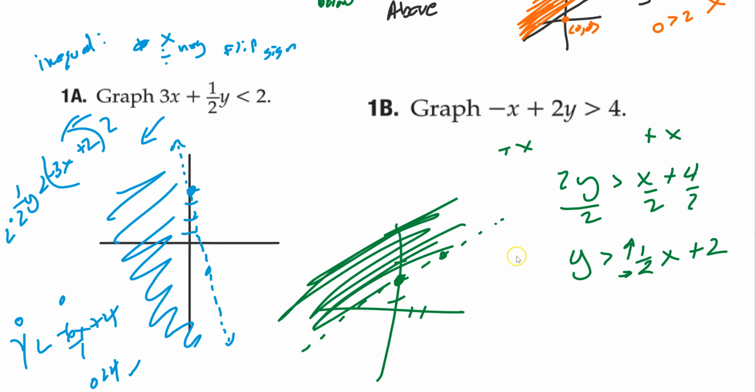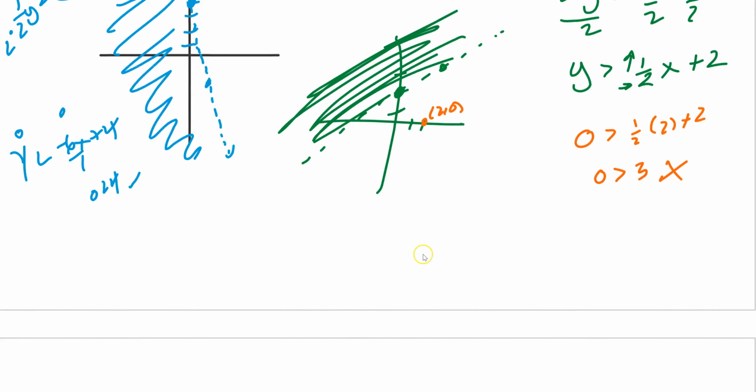So now you can pick a test point, and you can pick any test point. I've been picking a lot of 0, 0. Let's pick 2, 0 to check it out. So plug in 2. In this case, I get 0 is greater than 3, which does not work, which is why I shaded the opposite side. So again, either way works. Either if it's in proper notation, you just go less than below, greater than above, or test point.